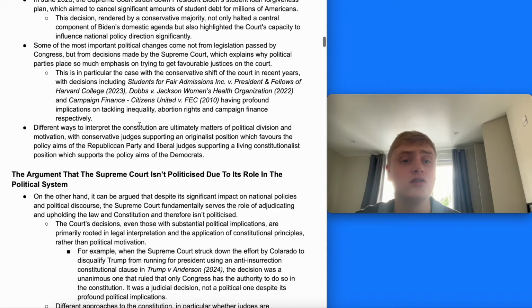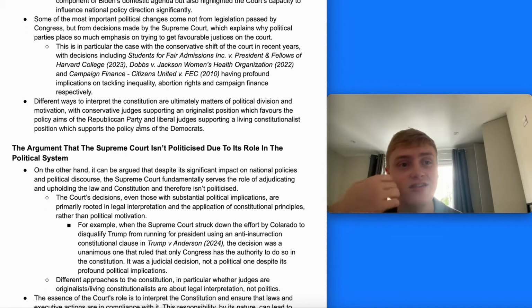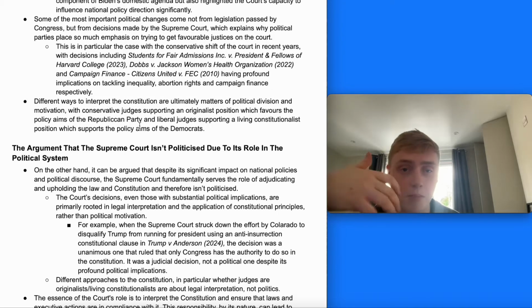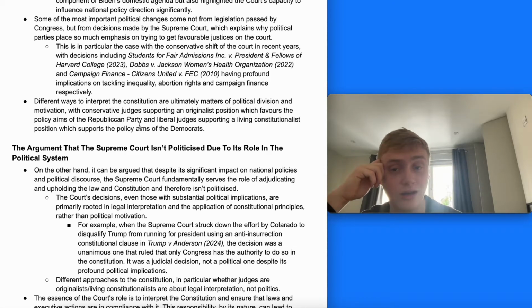Further, some of the most important political changes come not from legislation passed by Congress, but from decisions made by the Supreme Court, which explains why the political parties place so much emphasis on their nominations, and why the nomination process has become quite politicised. This is in particular the case with the conservative shift in the court in recent years, with really key decisions on affirmative action, on abortion, on campaign finance, on gun control, and these have massive implications for US political life and US life in general, in terms of tackling inequality, abortion rights, and campaign finance.